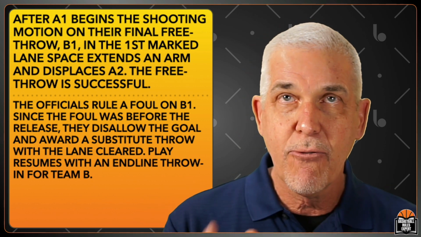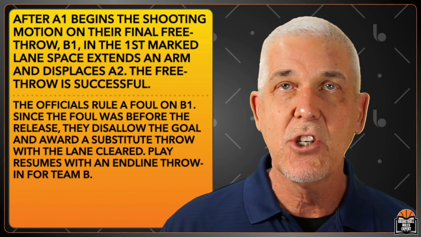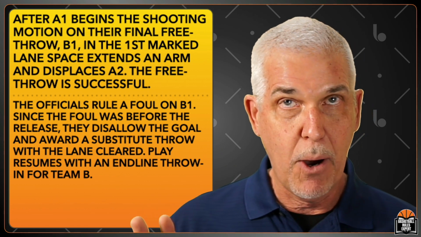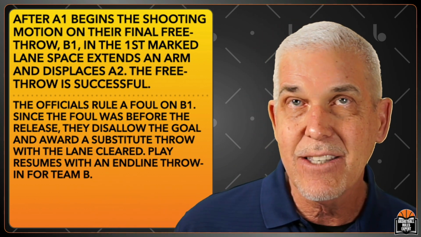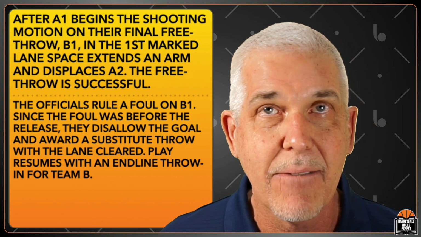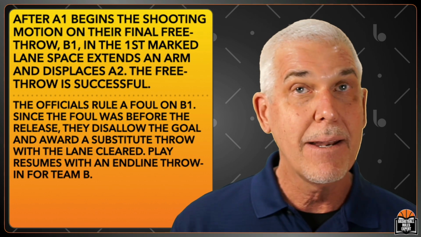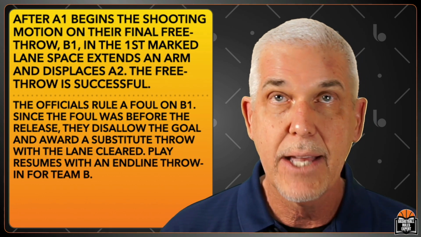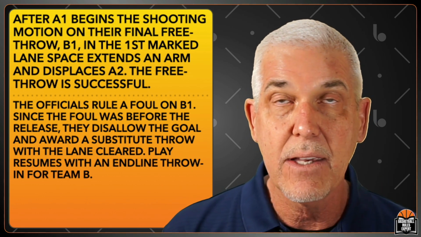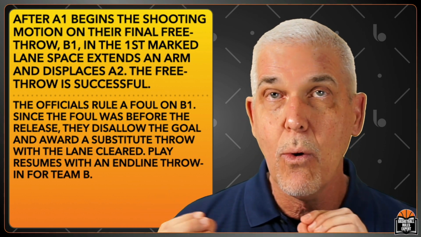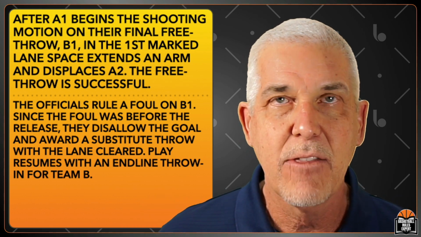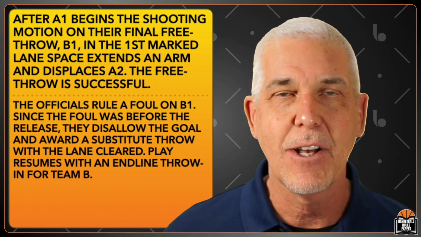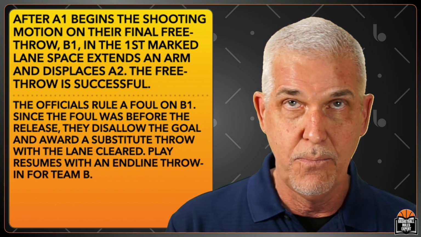Play occurs, the free thrower has begun their pre-shot routine, they complete it, they begin their throwing motion, an opponent of the thrower extends an arm and displaces a teammate of the thrower, and a foul is ruled, but the foul is ruled to have occurred before the release of the free throw, and so the officials disallow the goal and award an end line throw-in for Team B, after first awarding a substitute throw.